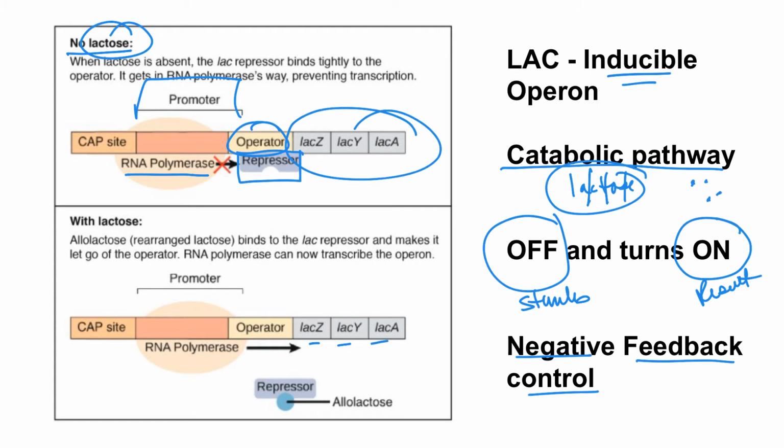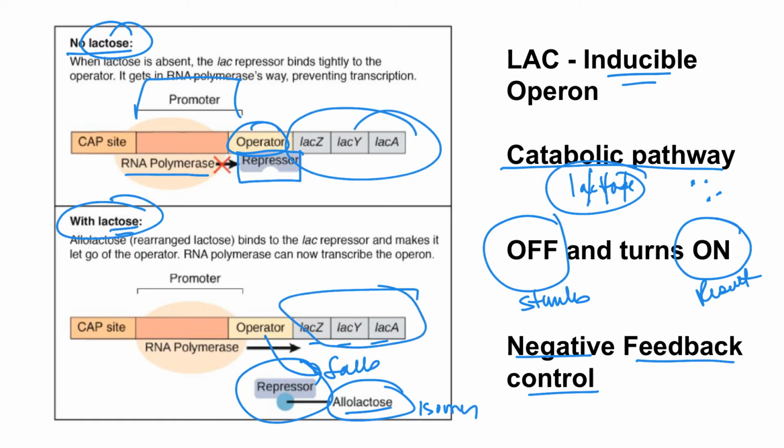You don't need them. But when lactose is present, there is also an isomer of lactose called allolactose. When the allolactose is present, it's going to bind to the repressor. The repressor then falls off because this means lactose is present, and so I'm going to need these enzymes to break it down. When the repressor falls off the operator in the presence of allolactose, which is always there, it's an isomer to lactose. In other words, allolactose is going to be around when lactose is around.